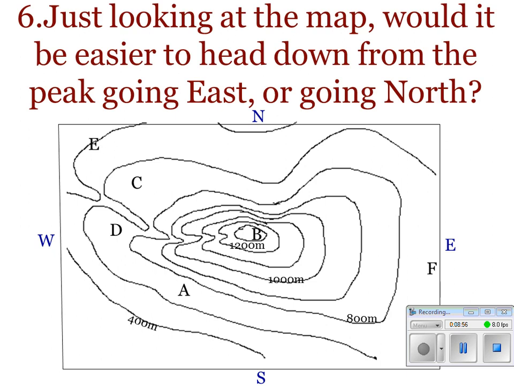Number 6, just by looking at the map, would it be easier to head down from the peak going east or going north? There's the peak. Would it be easier to go to the east to come down from the peak, or would it be easier to go down towards the north, which is going to be easier?